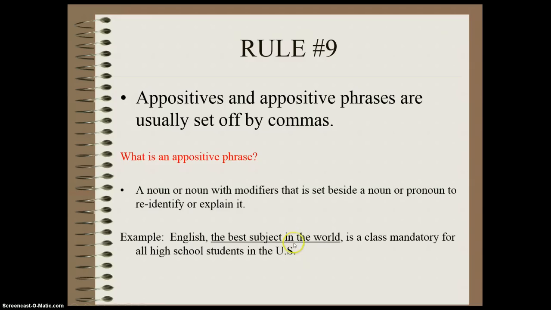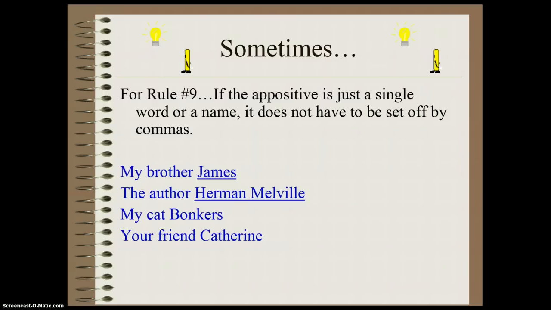Okay, it does not have a verb. It's just a noun with a prepositional phrase. So that makes it an appositive phrase, and it is re-identifying English. So English is needed in the sentence. This is not. It's just extra. It's superfluous. So you could put a comma before and after it to mean that you could take it out of the sentence. Okay, sometimes appositive phrases are just 1 word or 1 name, and it's not necessary to put a comma surrounding them. Okay, but you can. It's not wrong. So it's an optional comma if it's just for 1 word or 1 name.